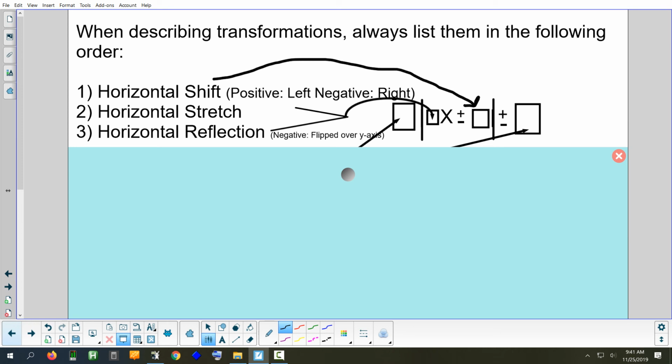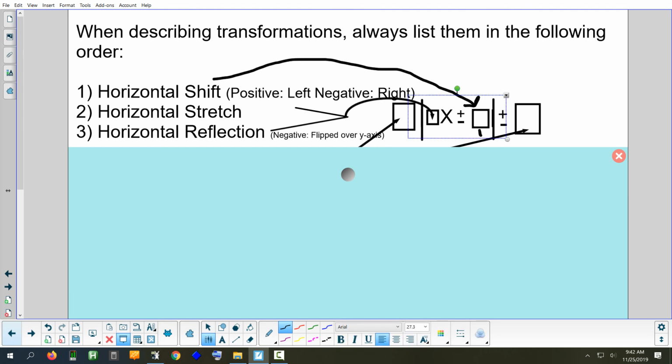Box number 1. That's right there. What that box does is it takes your V shape and moves it to the left or to the right. And if you're wondering which way is which, I know it sounds a little weird, but a positive number in that box is going to move it left. A negative number in that box is going to move it to the right.